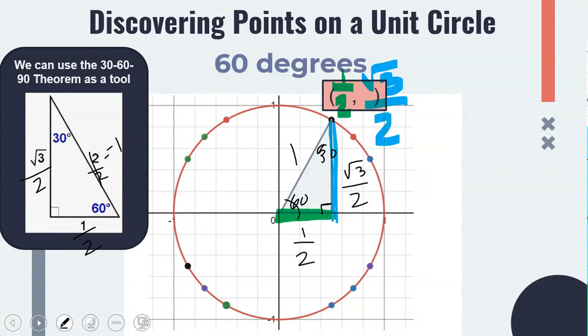Again, cosine comma sine. Cosine of 60 is 1/2. Cosine of 60, plug it in your calculator, you get 0.5. Sine of 60 degrees is going to give you rad 3 over 2 if you set up SOHCAHTOA, or if you punch it into your calculator.